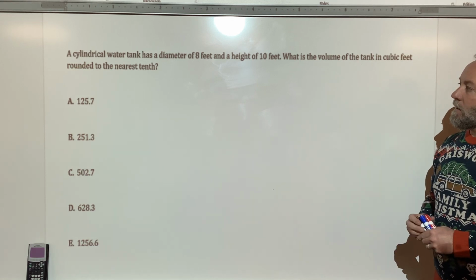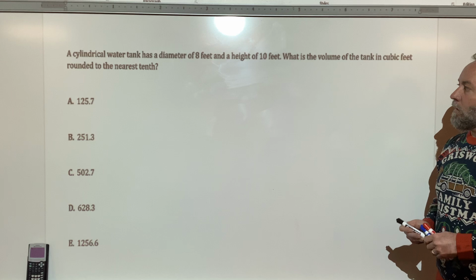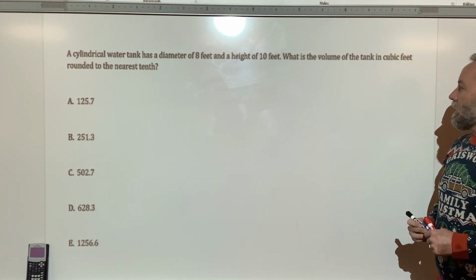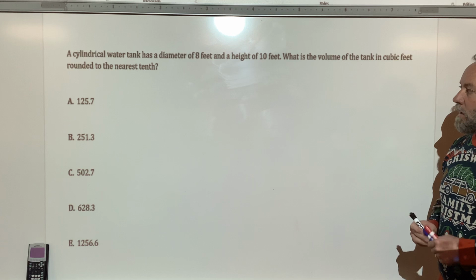The question says, a cylindrical water tank has a diameter of 8 feet and a height of 10 feet. What is the volume of the tank in cubic feet rounded to the nearest tenth?